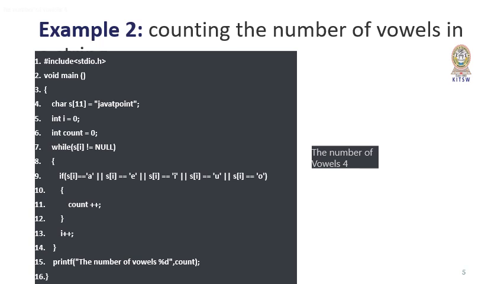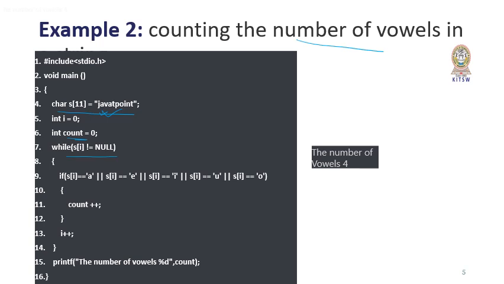This is a sample program where we can count the number of vowels when you give some word. If you see here, we have declared a string array. In this we have to find out how many vowels are there. For this we need one variable, the count variable, which will be incremented whenever you find a vowel.